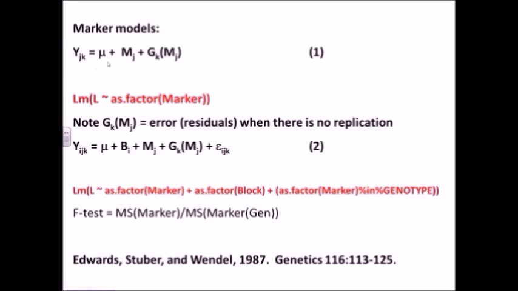In this equation 1, I'm writing out y, which is my phenotypic vector, is equal to the mean of the population plus a main effect for marker plus the genotype within marker variance. And this genotype within marker variance turns out to be the error variance. This model here would be written out in R in this form.